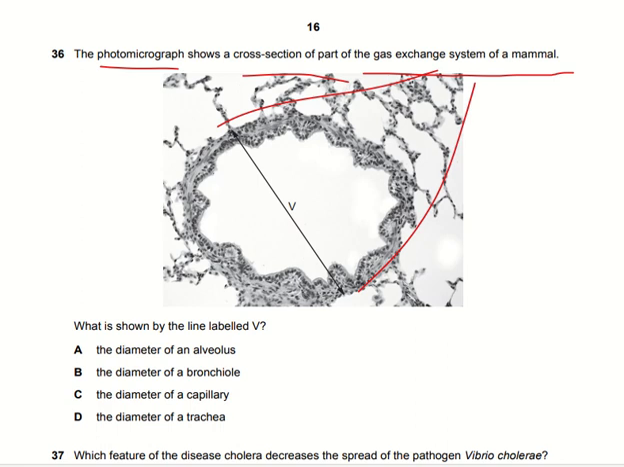So it cannot be alveoli, because alveoli are too small to be seen with a photomicrograph. It can be the bronchiole, because bronchioles are big as compared to the alveoli. Capillary and the trachea cannot be recorded with this, so it is only the diameter of the bronchiole.